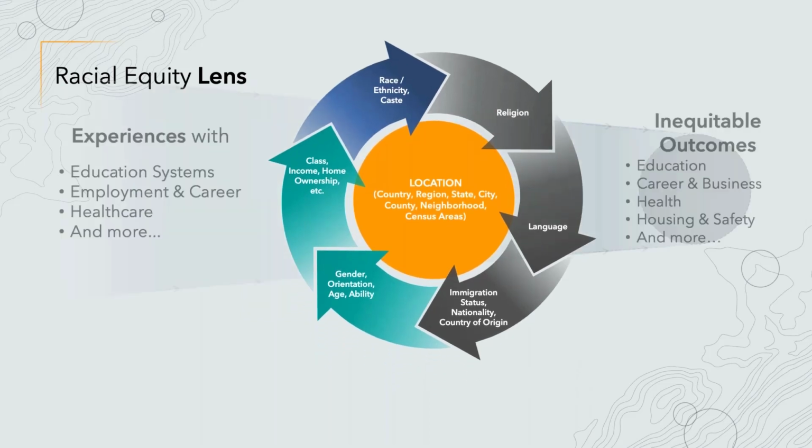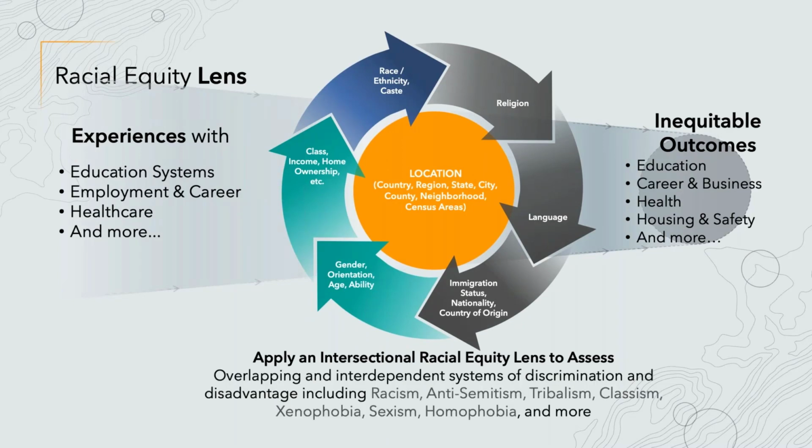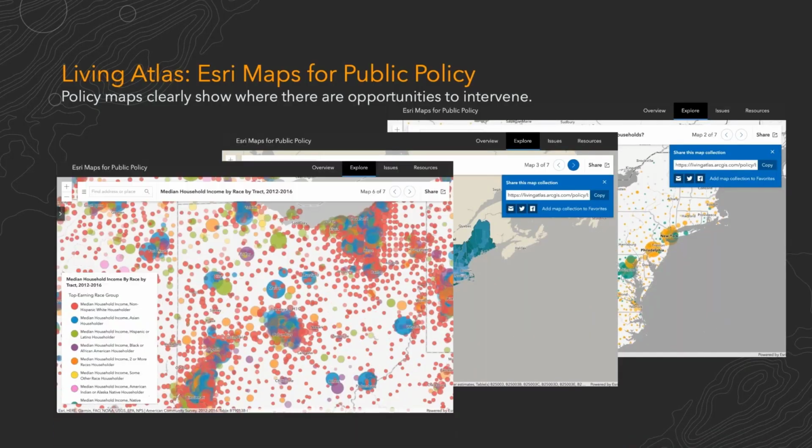And we provide resources and guidance to help folks apply an intersectional, multifaceted racial equity lens to assess overlapping and interdependent systems of discrimination like racism, anti-Semitism, classism, xenophobia, homophobia, and more. And as you'll see today, Esri provides access to a lot of spatial data to help organizations explore, understand, and tackle these issues.